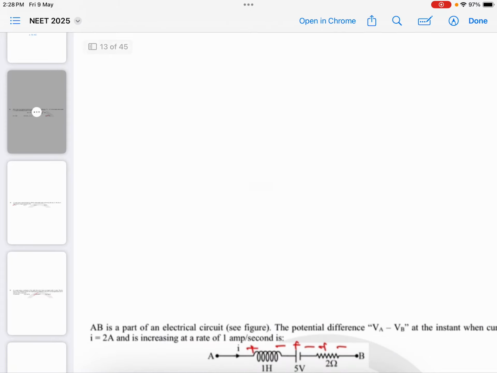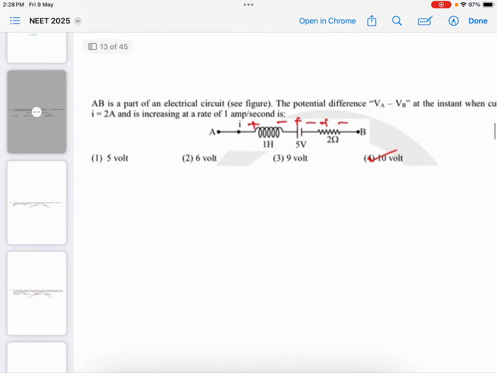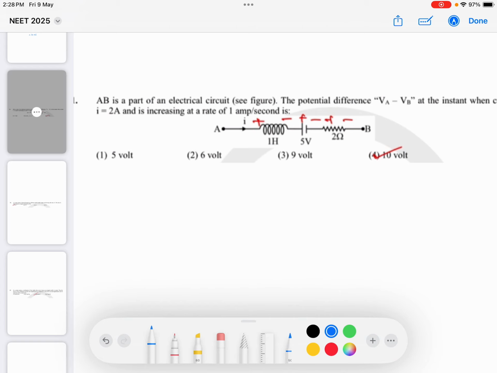One more, next question, which belongs to EMI, electromagnetic induction. The potential difference is asked, so you can simply apply Kirchhoff's laws.